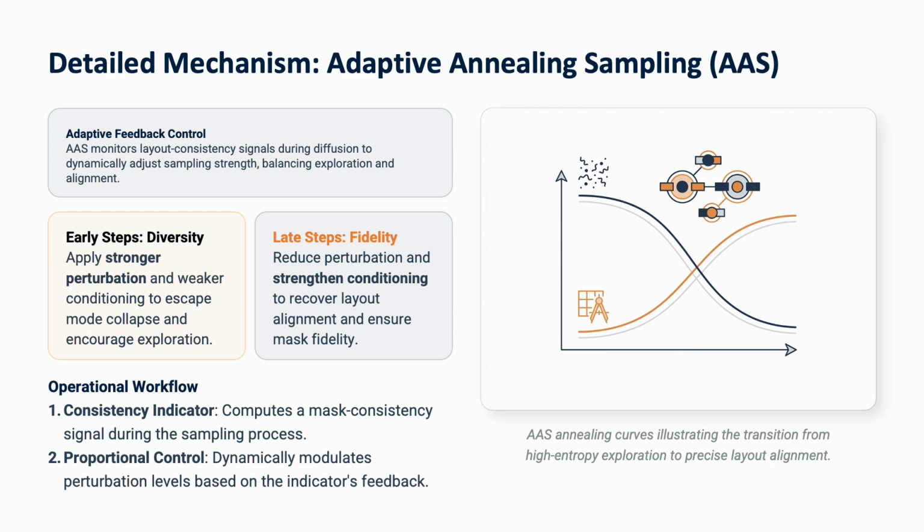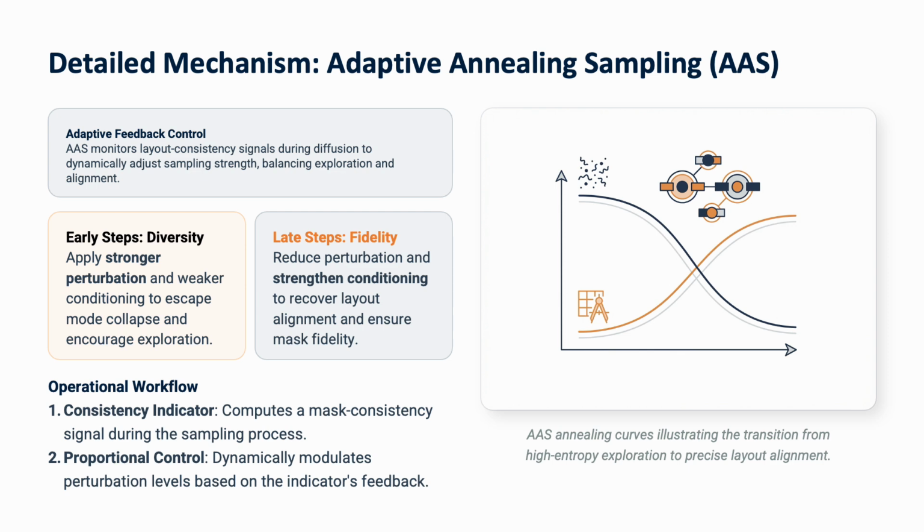At the early sampling steps, we loosen the conditioning and apply stronger perturbations, so the model can explore more diverse visual effects. Then, as we move to the later steps, we gradually tighten the condition to bring the generation back into strict alignment with the input mask.